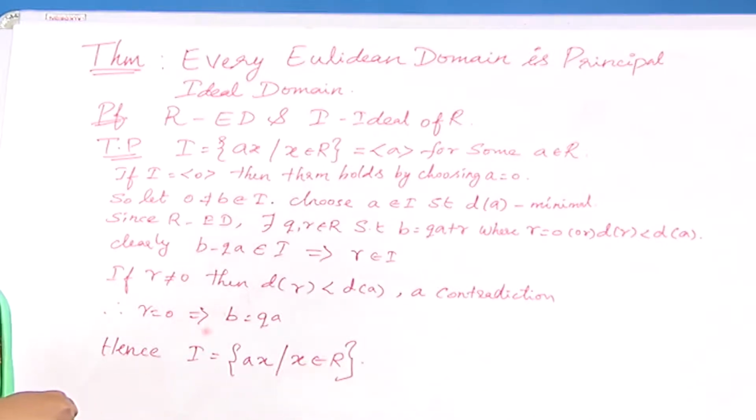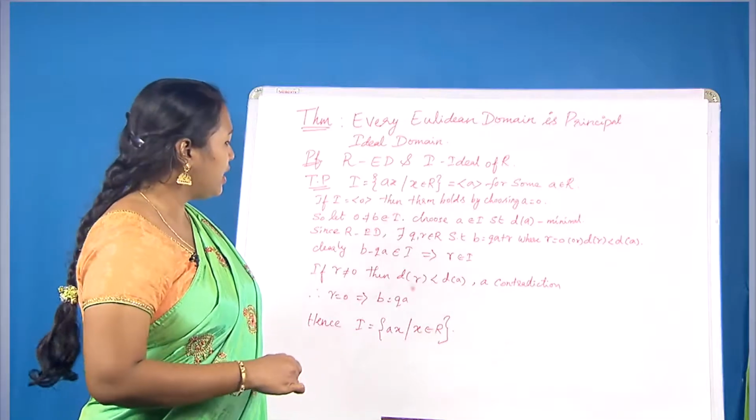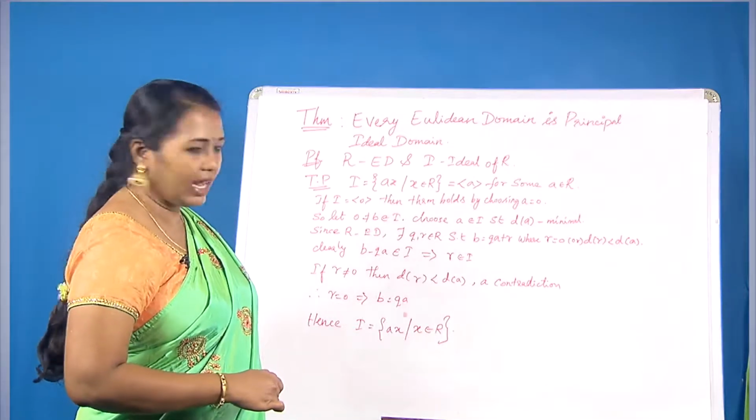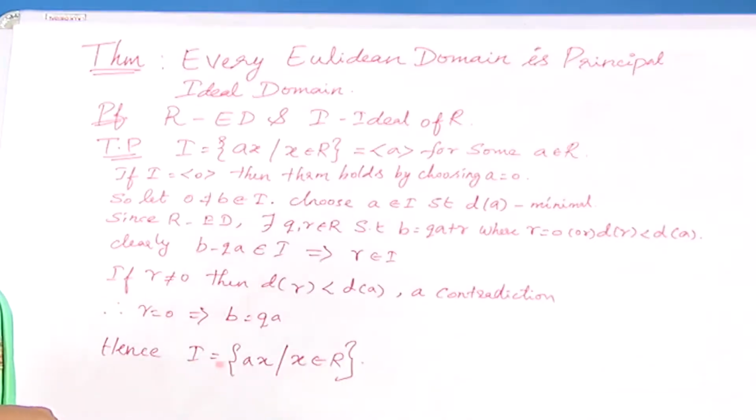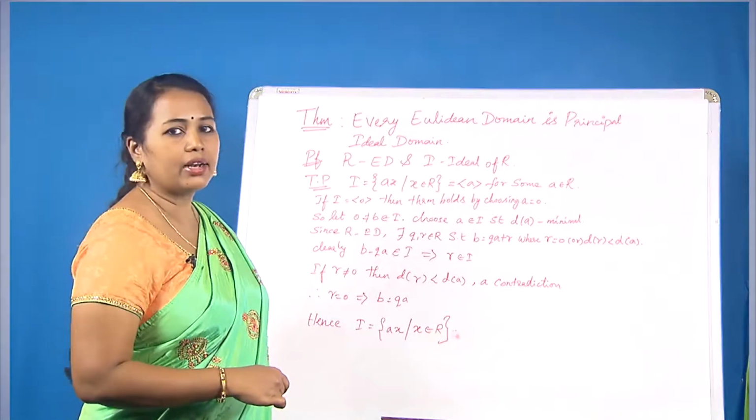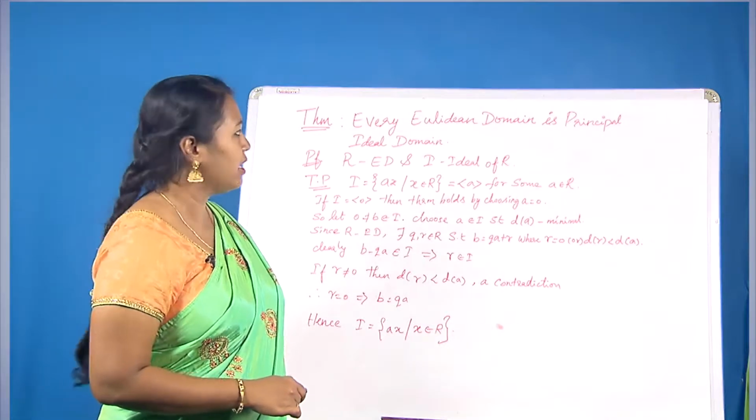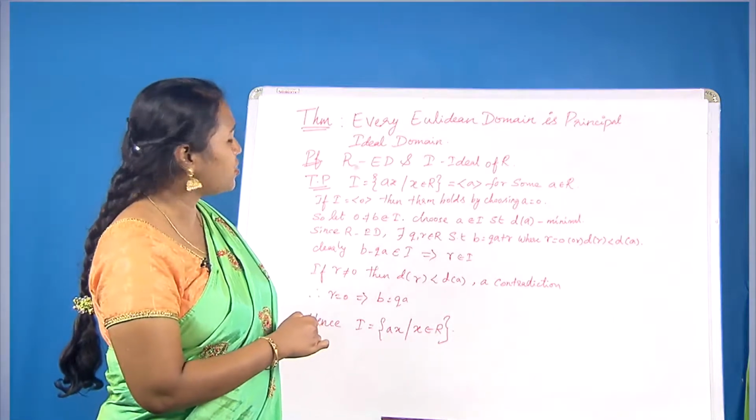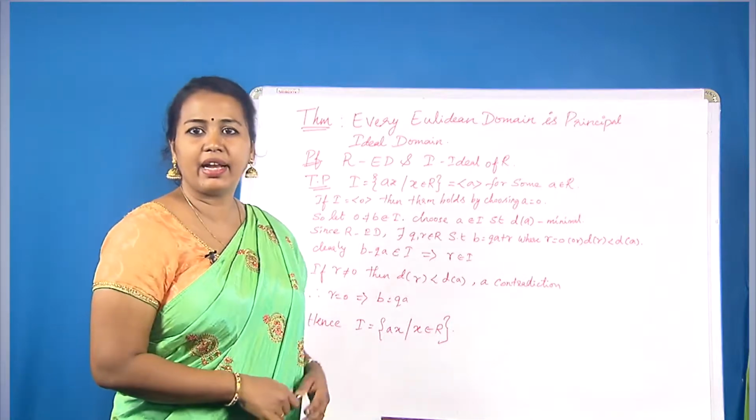So if R is equal to 0, this implies B is equal to QA. So B is equal to QA, and therefore I have represented a non-zero B from the ideal in terms of multiples of A, and therefore you can say that I is the ideal Ax such that x belongs to R, a principal ideal, thereby making the Euclidean domain R a principal ideal domain.